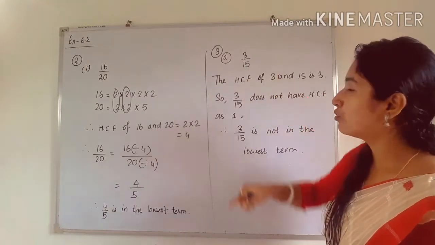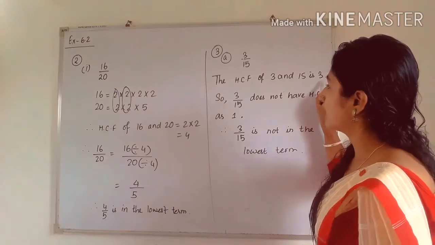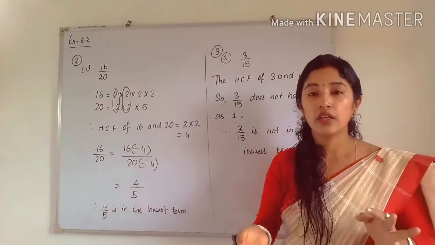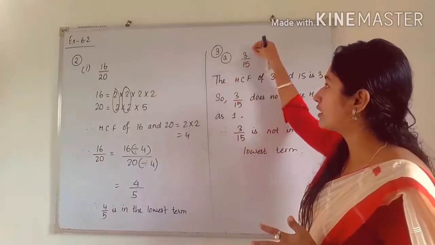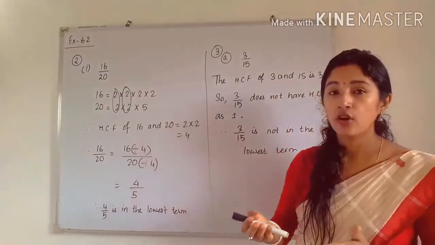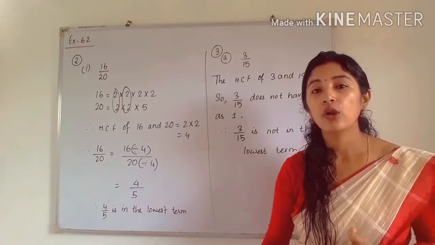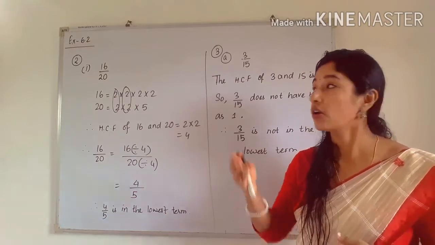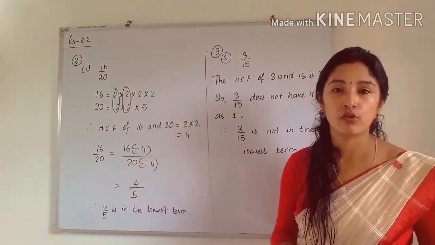Okay, so how to do this, how to write this? See here, the HCF of 3 and 15 is 3. That means we can divide the numerator and denominator by 3. Okay, so if we divide, then we can get the lowest term of 3 by 15. But 3 by 15 is not in its lowest term.